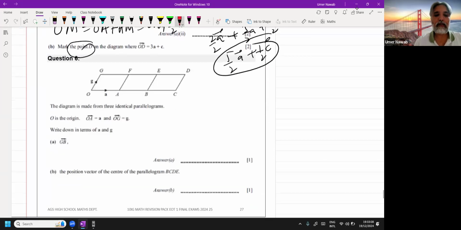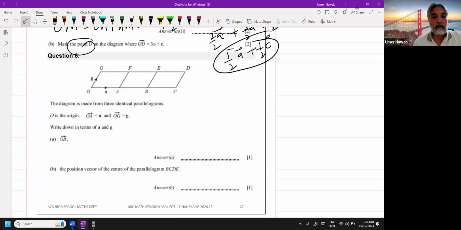Question number 6. He said like GB. Where is G? This is G and this is B. So I go straight, this is 2A, and I go opposite. This is negative G. So 2A, negative G.